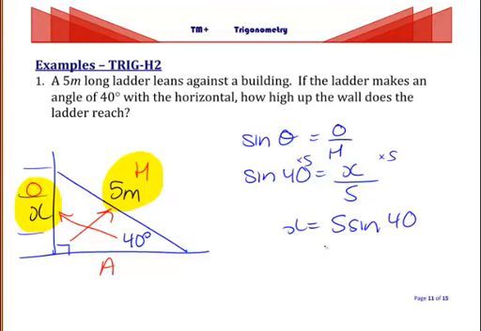Hopefully you're finding that these are pretty straightforward. It's really just coming down to labelling your triangle. If you label your triangle correctly, the rest isn't that difficult. It's kind of like the same thing over and over again. So finish with your therefore statement. Therefore, the ladder reaches approximately 3.2 metres up the wall, 3.21 metres up the wall.